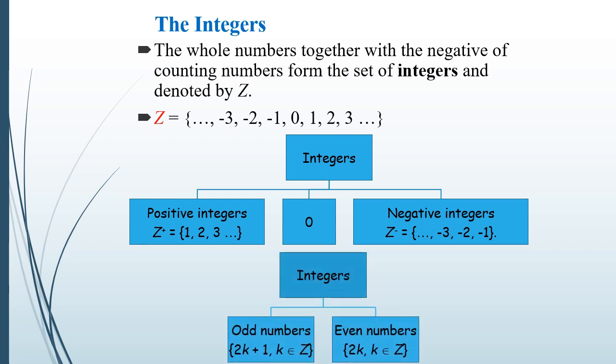And integers, we can represent as two different types of numbers, which are the odd numbers and even numbers. So what are odd numbers? For any value of k in integers, if we multiply by 2 and add 1, we get the odd number, or minus 1. For even number, it's only the double of the value of k, so 2k.